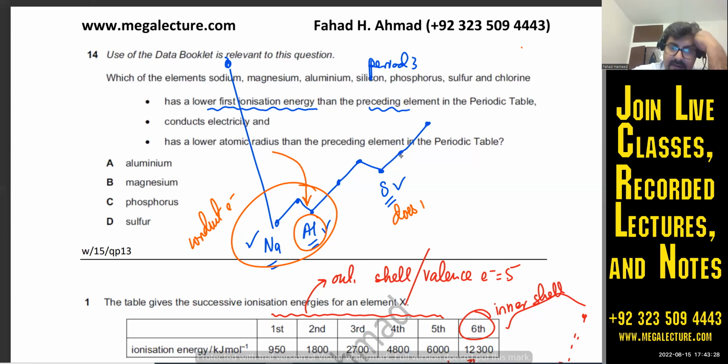That it does not conduct. And preceding element, it should be smaller than the preceding element. Sodium is going to be bigger because sodium has 3 shells. उससे पिछला जो है ना neon, that's got 2 shells. So sodium is going to be bigger than the preceding element. So sodium gets eliminated. Sulfur gets eliminated, and sodium, because it's bigger than the preceding element, it's got 1 extra shell. Aluminium is smaller, so the answer is going to be A. You be clear? Did you get this question? जी सर.